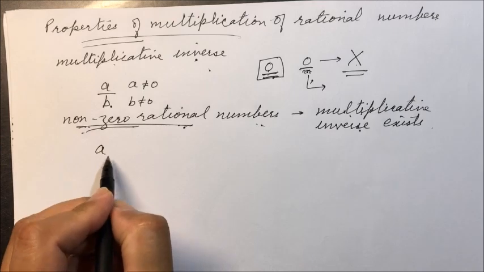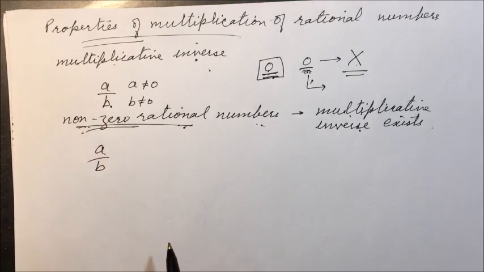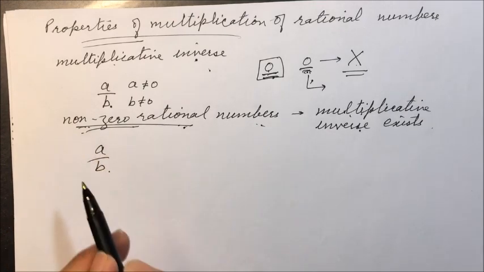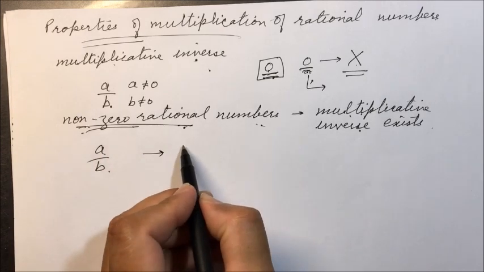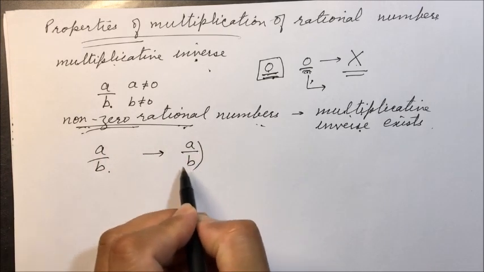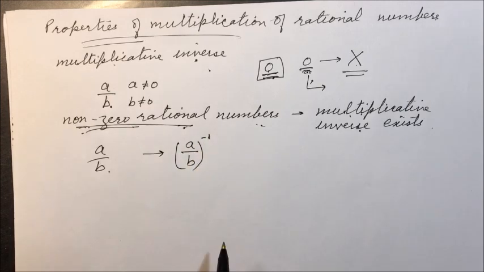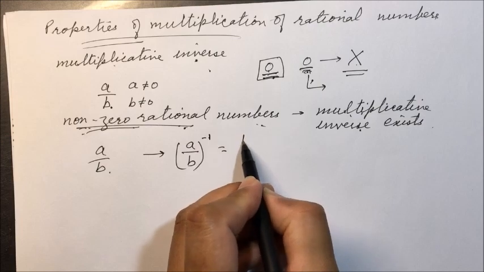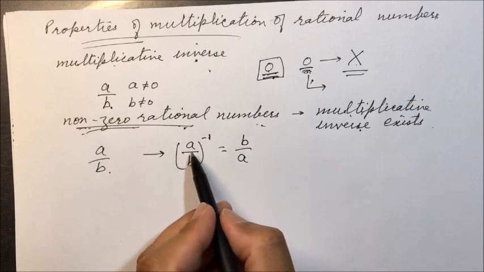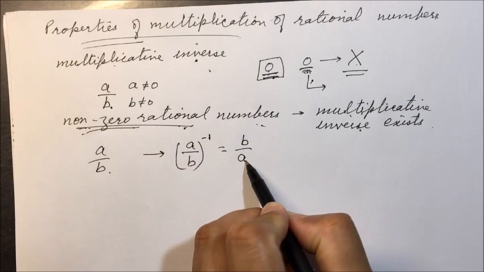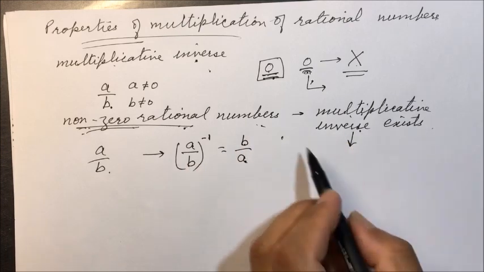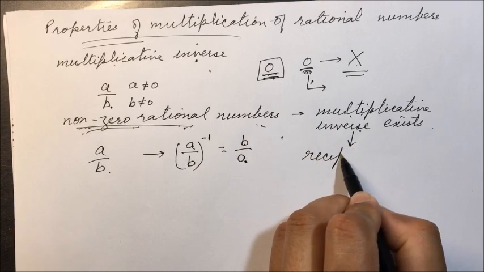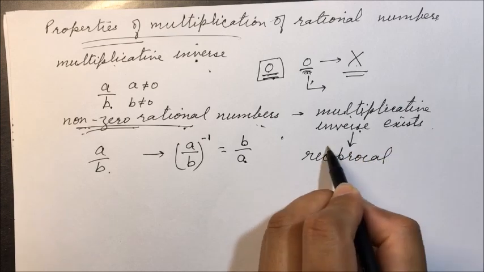So for example, a by b is a non-zero rational number. So its multiplicative inverse exists. And how is it denoted? A by b, the whole raised to the power minus 1, will be equal to b by a. So numerator becomes denominator, denominator becomes numerator. So multiplicative inverse is also called reciprocal.